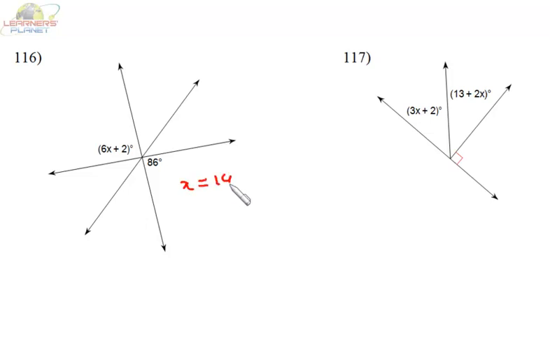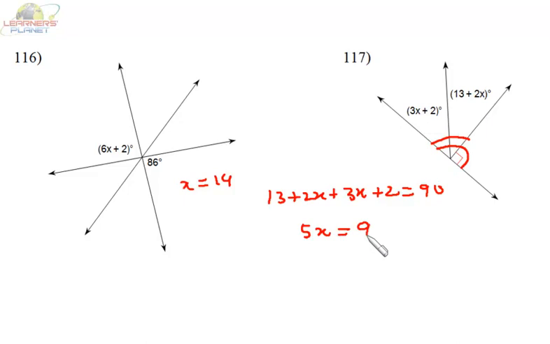Just do it on your own. Similarly, this plus this will be 90 degrees. Since this is a straight line, this complete angle will be 180 degree, and this portion is of 90 degree. That means this complete portion will also be of 90 degree. So 13 plus 2x plus 3x plus 2 is 90. So 5x is equal to 90 minus 15. So x is equal to 75 by 5, we can say 15.